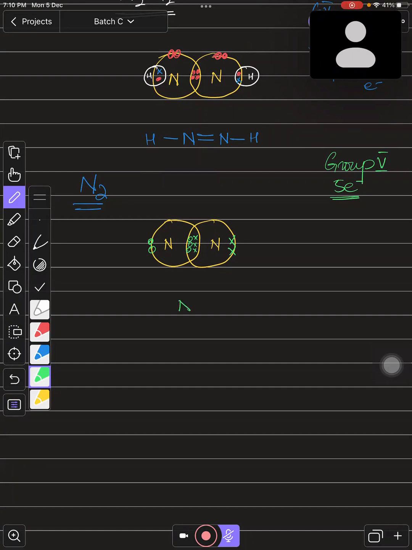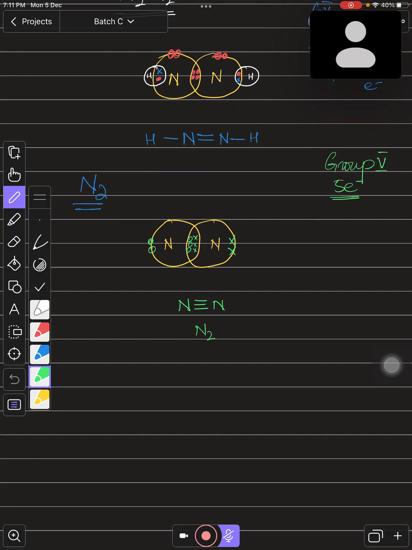So you will see that nitrogen and nitrogen can share 3 electrons each, right? So it will form the nitrogen molecule. Is that right, bacho? Not only 1 electron, but 2 electrons and 3 electrons can also be possible from each atom to be shared at one time.